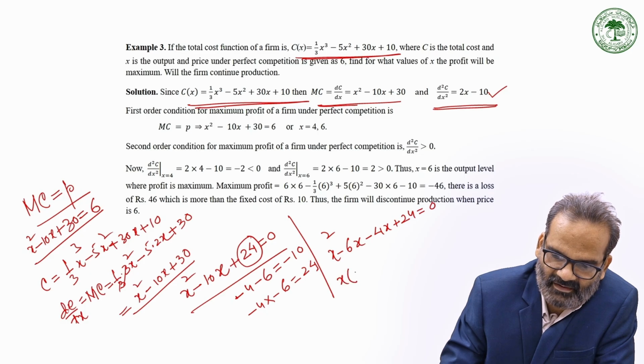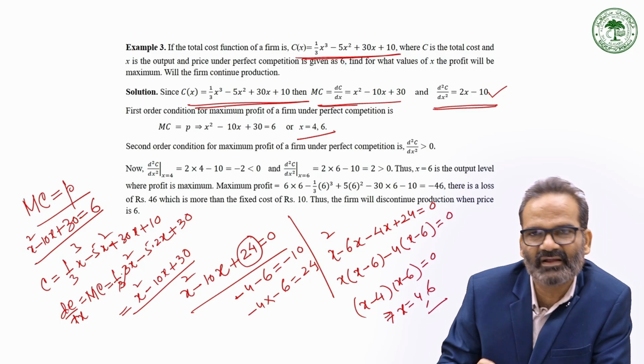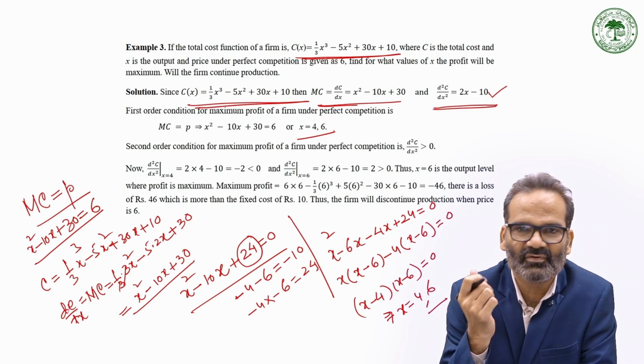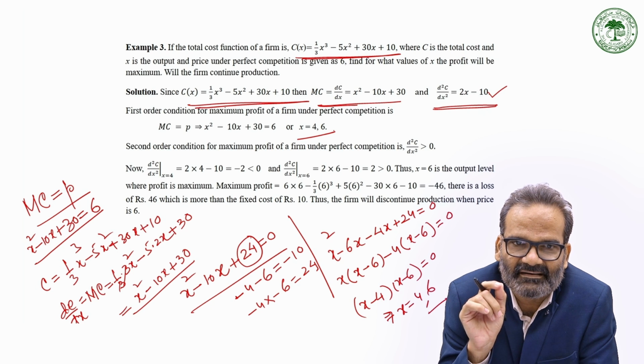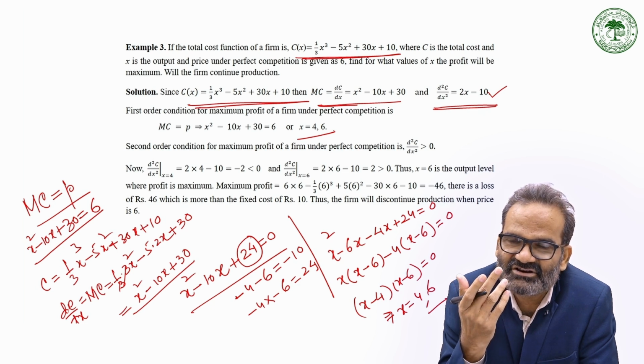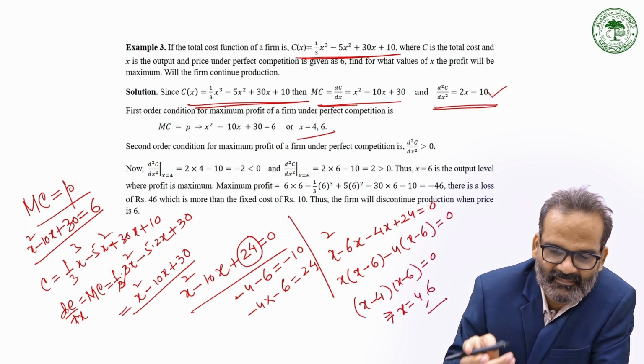Take x common, what you will get here, x minus 6. Take minus 4 common, what you will get here, x minus 6. This is equal to 0. So x minus 4 and x minus 6, this is 0. So this implies x is 4 and 6. So these are the two values of x which we have already calculated, and this is the first order condition. They are known as stationary points by the concept of maxima and minima.